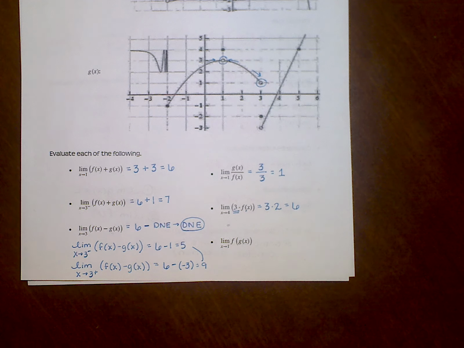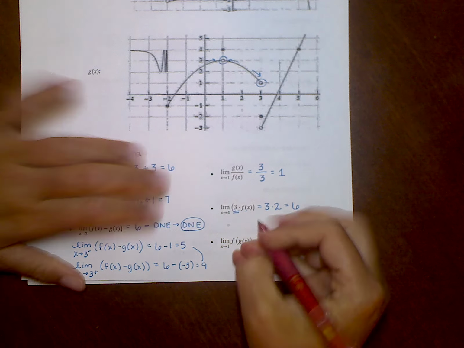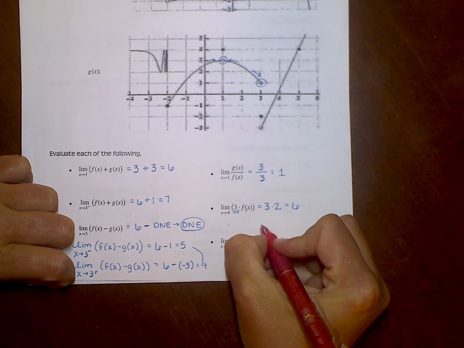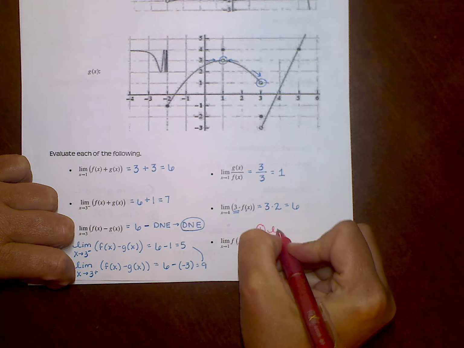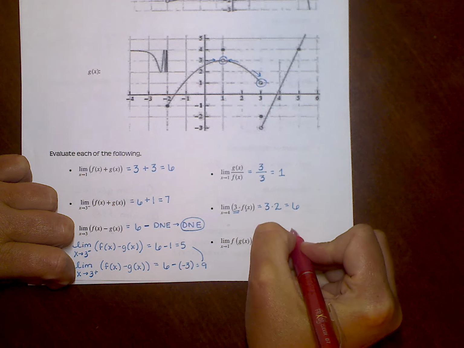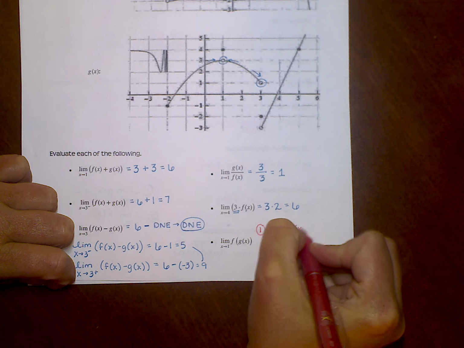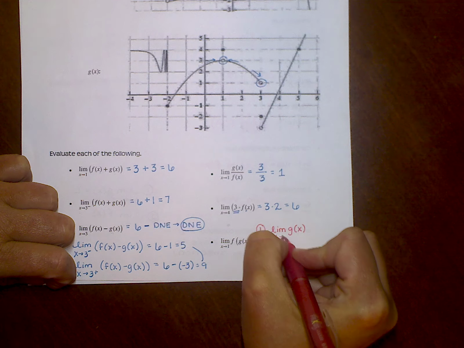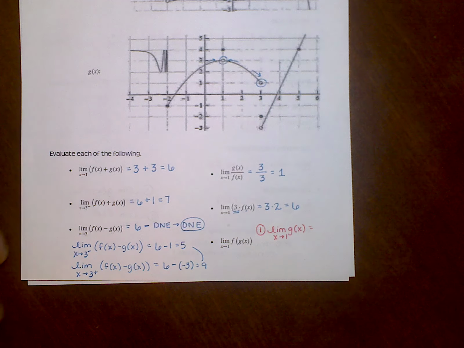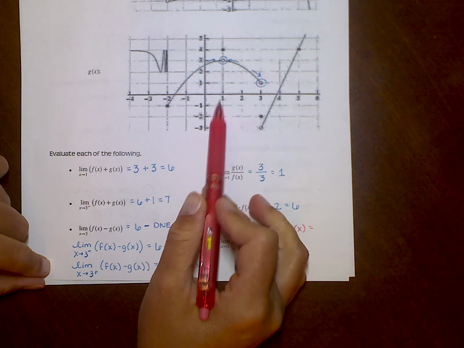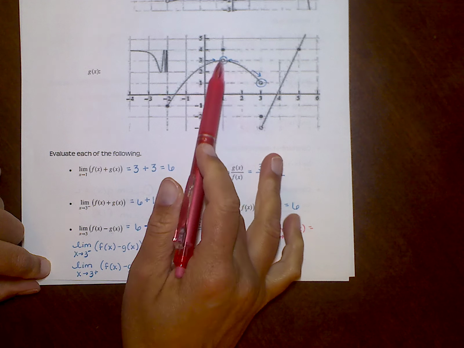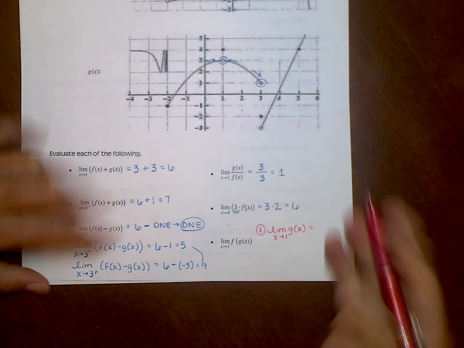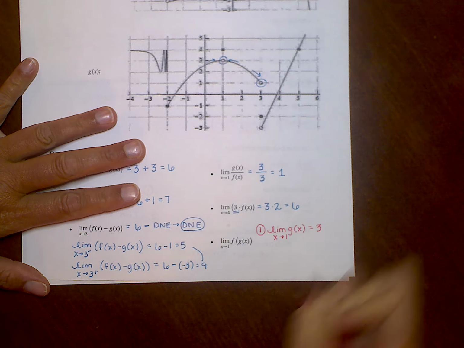Okay, last one, a composite one, and these ones can get a little bit tricky. This one we're going to do in 2 steps. The first step, we're going to look at the inside function. So we're going to take the limit of g of x as x approaches 1. We already found that limit and we said it was 3.